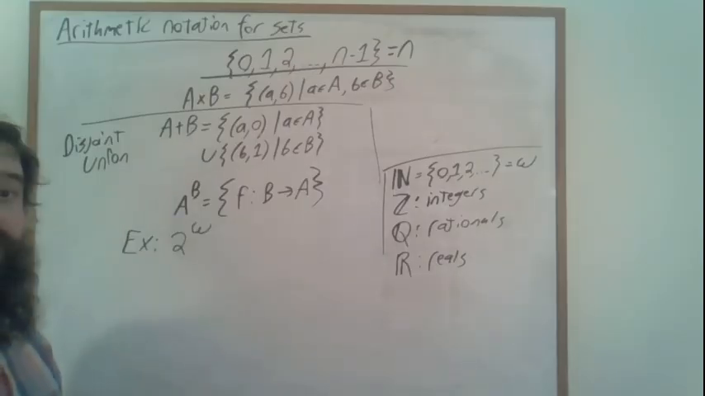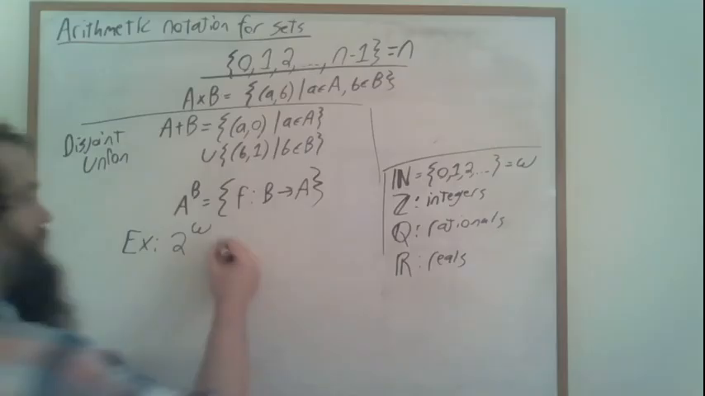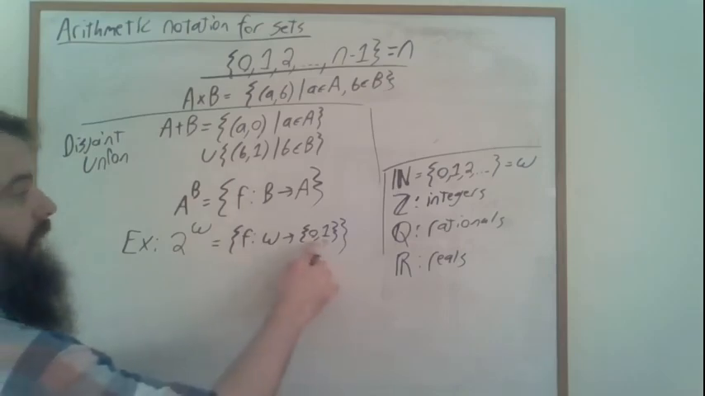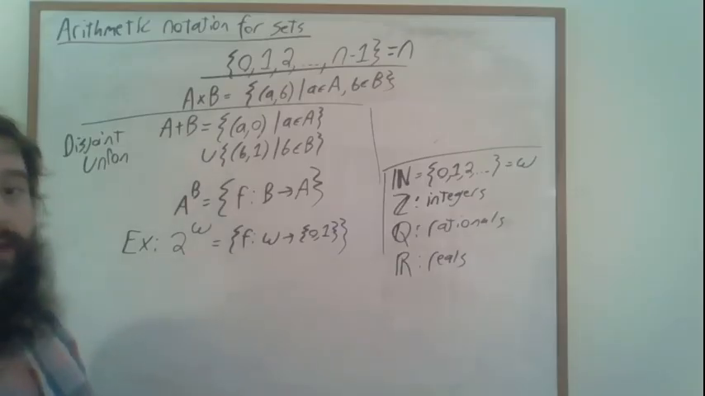Another application of this notation is when we write something like 2 to the omega. This is the set of all functions that take in some natural number and output either a 0 or a 1. And we can identify these with infinite sequences of zeros and ones.